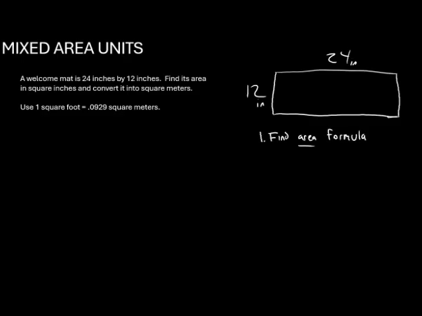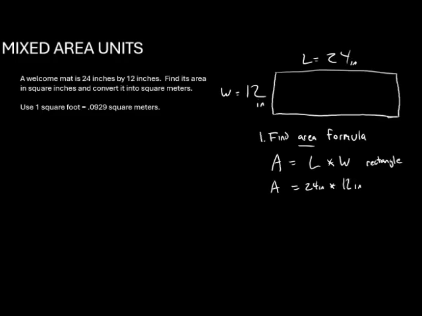We'll have to remember that the area of a rectangle shape is the length times the width. We'll start by writing that A, standing for area, equals L, standing for length, multiplied by W, standing for width. This is our formula for a rectangle. We can see our length is 24 inches and our width is 12 inches. So in place of the L, we'll say 24 inches, and in place of W, we'll say 12 inches.